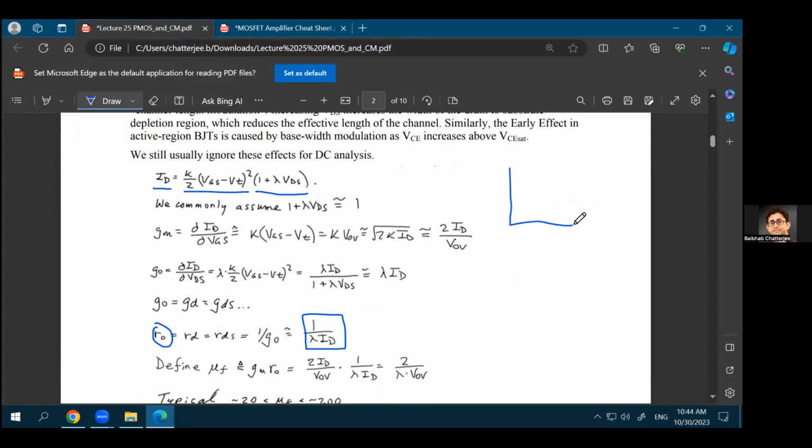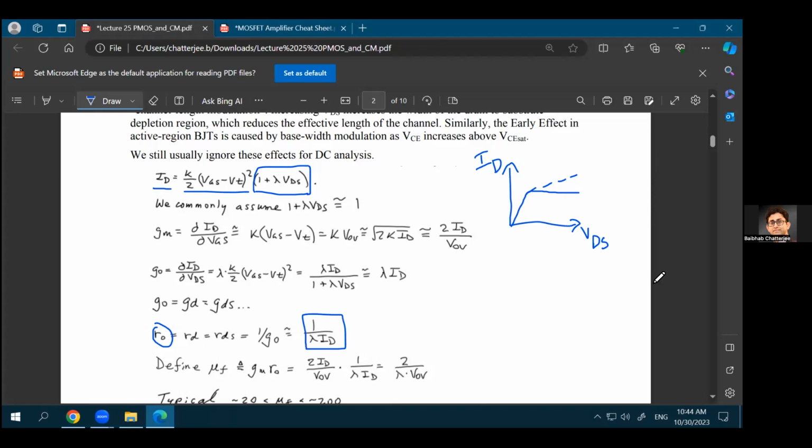And remember the ID versus VDS characteristics. If you're plotting the VDS of the MOSFET on the x-axis and the drain current ID on the y-axis, your ID versus VDS characteristics ideally should have looked like this. That ID should saturate and become exactly parallel with the VDS axis. But instead, you'll see that there is a slope, right? So ID will keep on increasing with VDS because of this 1 plus lambda VDS factor. And 1 upon the slope of the ID versus VDS characteristic is basically your RO, right?